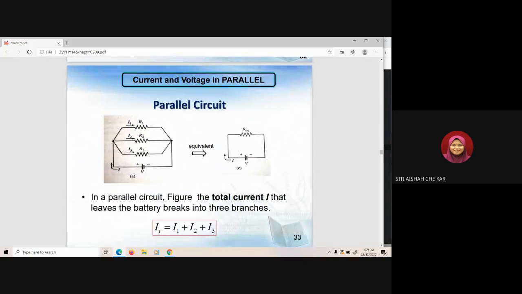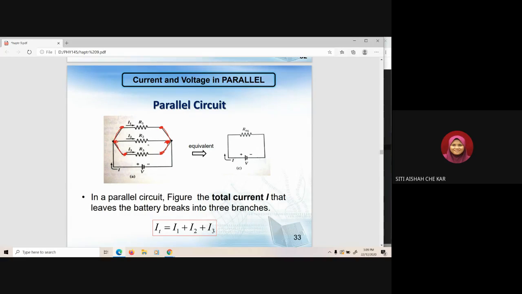Okay, now we move to the parallel circuit. So you can see here the position of each resistor is in a parallel position. The point of R1 is connected to the point of R2, connected to the point of R3. And the other point of R1 is connected to the other point of R2, connected to the point of R3. So this is what we call a parallel circuit.